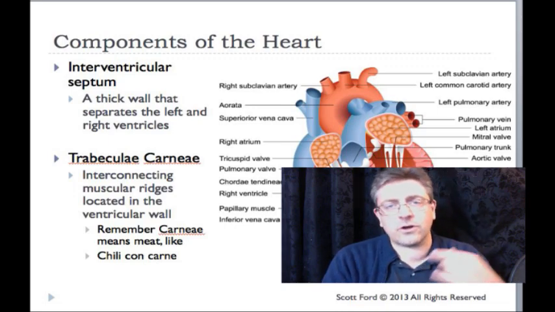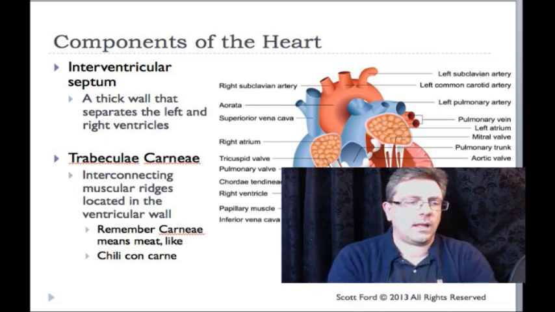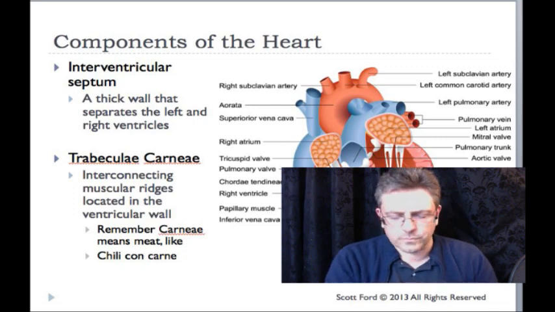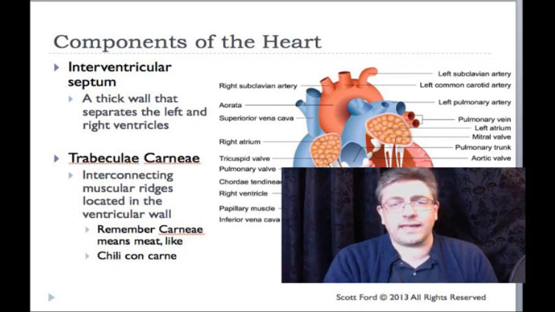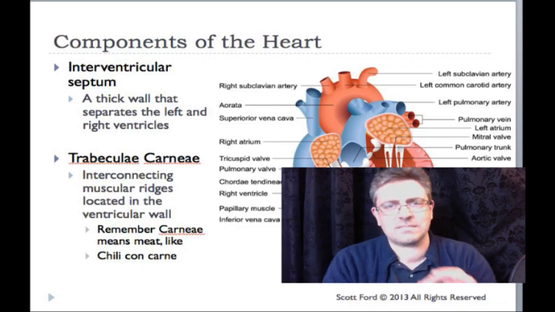The trabeculae carneae, okay, when I go back to Texas, one of the things that we'll order is chili con carne. Carne means meat. Now, we're not talking about heart meat, but carne means meat.